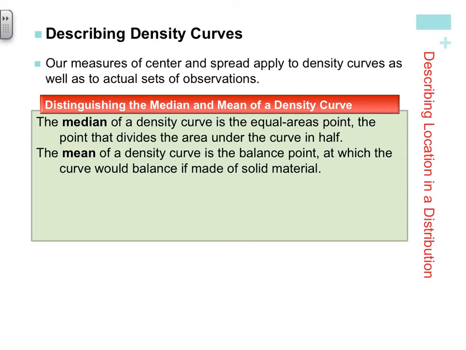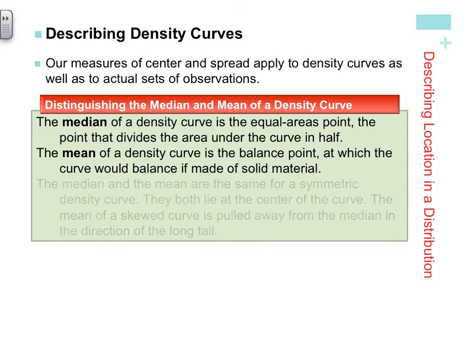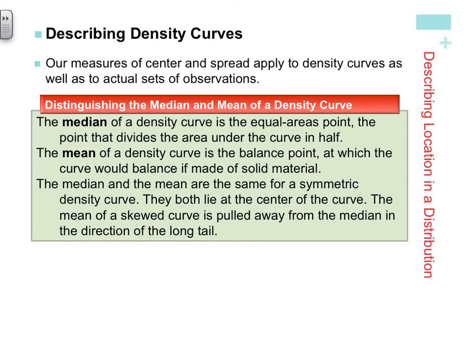Again, if it's symmetric, the mean would be in the center. It would not be as easy, but you can find a general location depending on whether it was skewed or not. The median and the mean would be the same if they were symmetric. They would both lie at the center. The mean of a skewed curve would be pulled away from the median in the direction of the long tail.